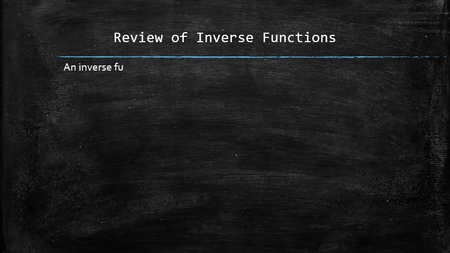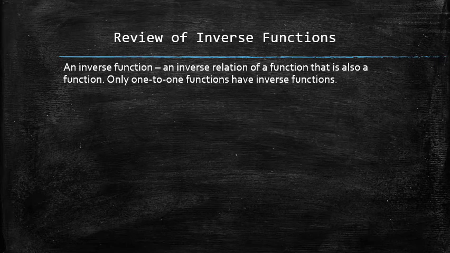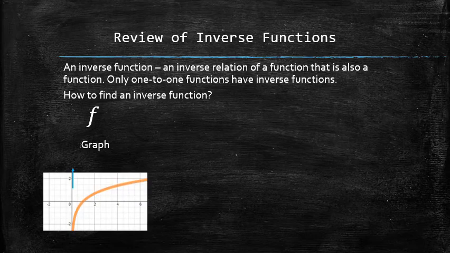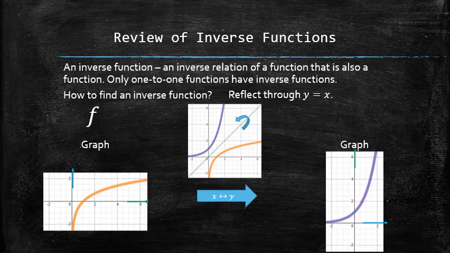We define an inverse function as an inverse relation of a function that is also a function. Only one-to-one functions have inverse functions. So how do we find an inverse function? If a function is given by a graph, then we can reflect its graph through the line y equals x to obtain the graph of its inverse function.